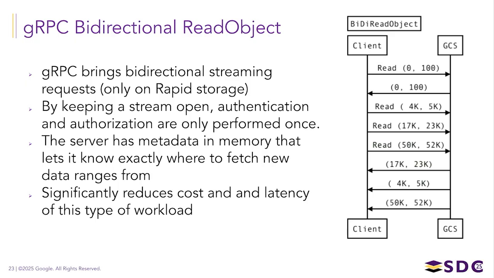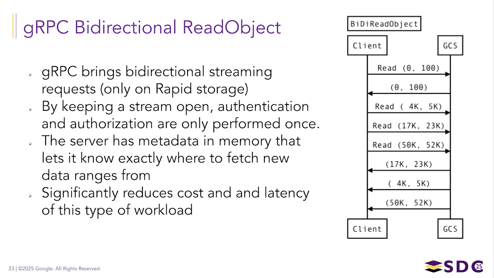Since we just have to do that once, it remains cached, or it remains in memory for the duration of this stream, and we don't have to redo it. We don't have to worry about caching, all those things. You open this connection, and you're consistently reading from the same object version. And so this is great for Google because this reduces some of our serving costs, but more importantly, it reduces the latency of this type of workload. And we find that this is a very, very common I/O pattern, and so we're pretty excited about this.